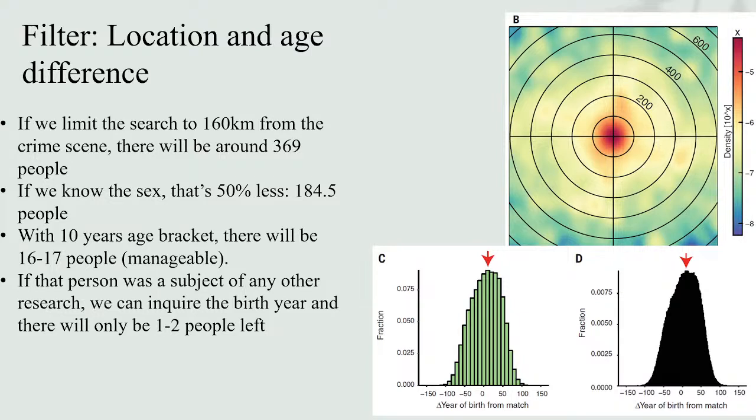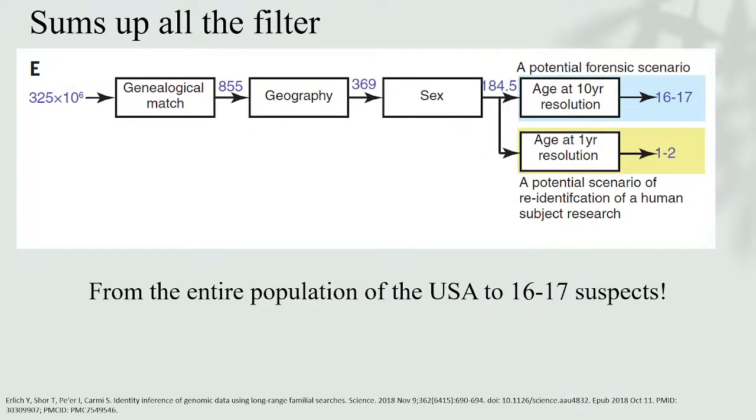And if they also consider whether the person was a subject of any previous research, because if they were and their genome was sequenced, then the law permits the investigator to get the birth year of that person. Now with the birth year, the age resolution goes down all the way to 1 year instead of a 10-year bracket. And with that information, there would only be 1 to 2 people left, which is a piece of cake. So to sum up all the filters, we go from the entire population of the USA to 16 to 17 suspects. So the power of elimination here is immense.